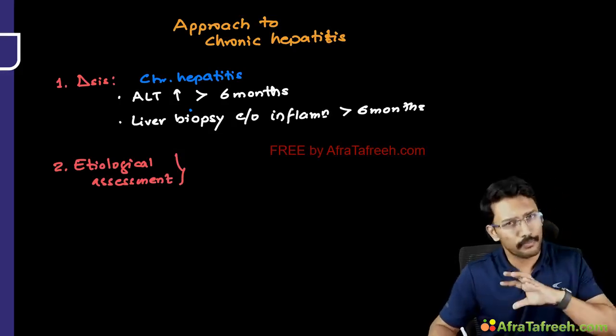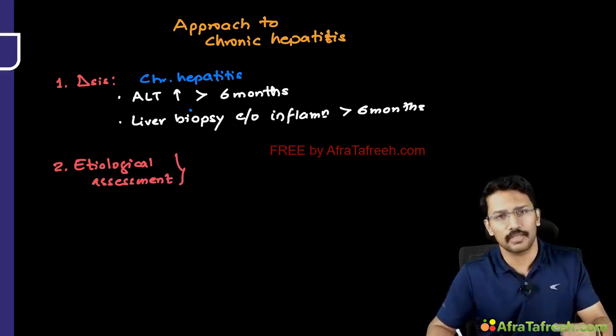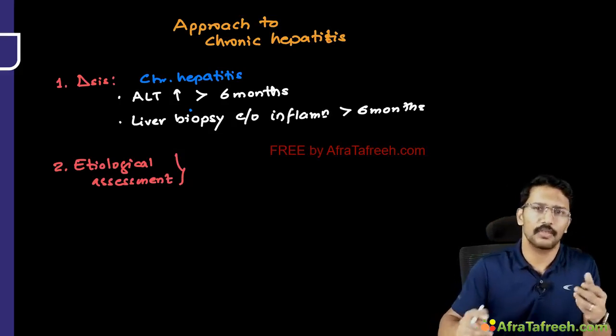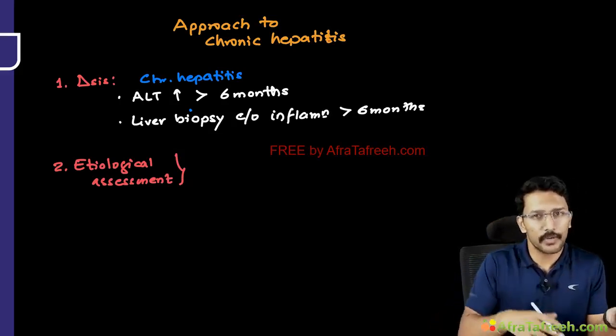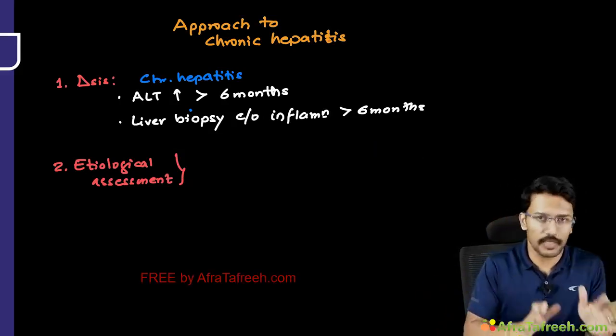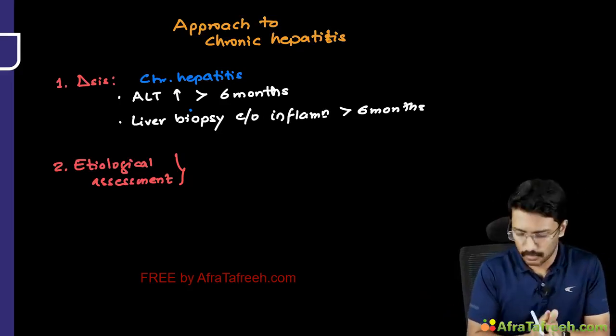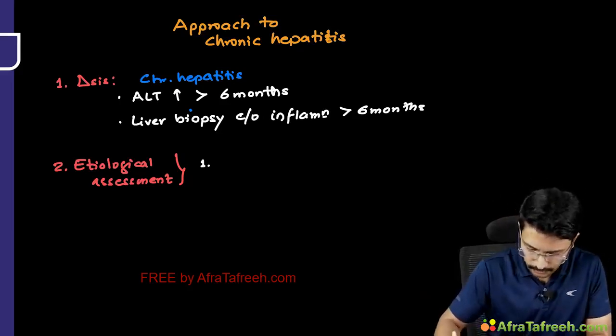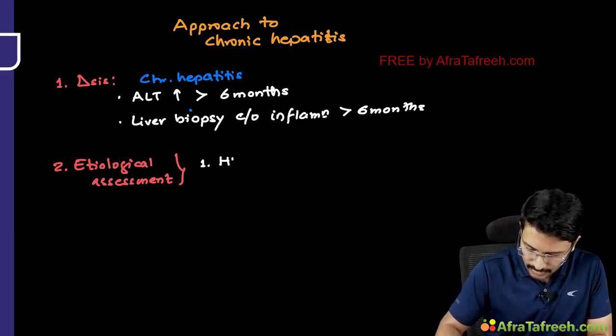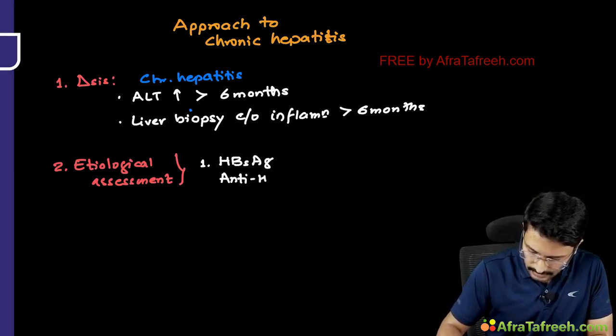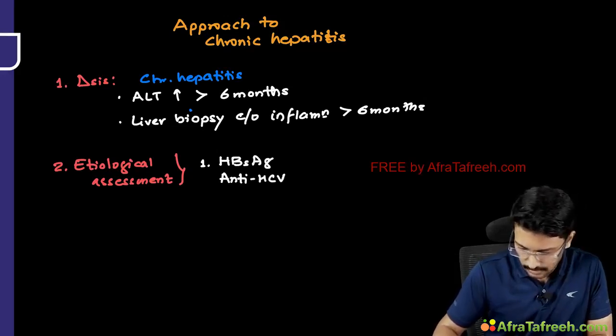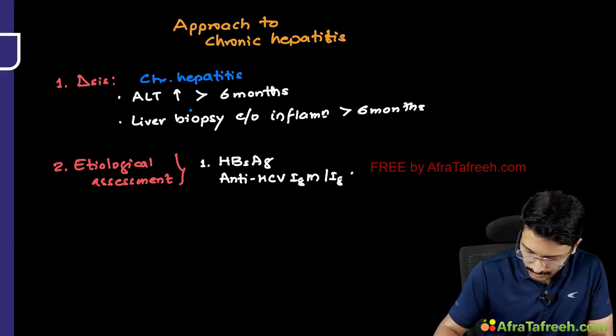Definitely, like many causes like non-alcoholic fatty liver disease or even alcoholic liver disease, the diagnosis depends on ruling out viral hepatitis. So we definitely need to do the serological markers. So what are the serological markers we will be doing? For the hepatitis B, I would require HBsAg and anti-HCV, right, IgM as well as IgG, right?